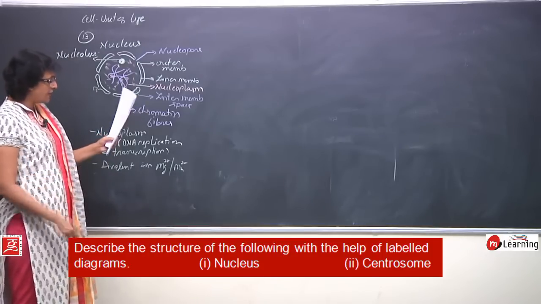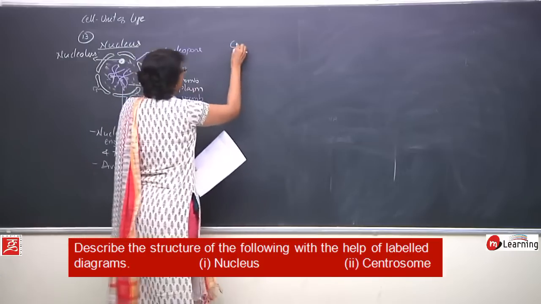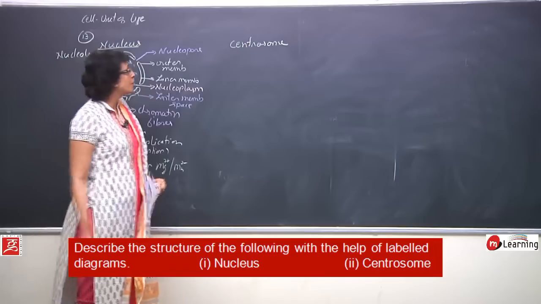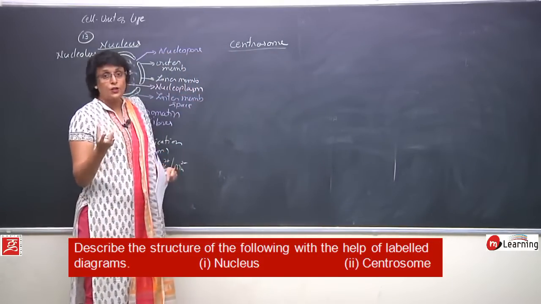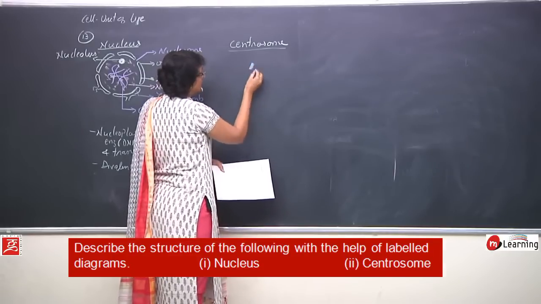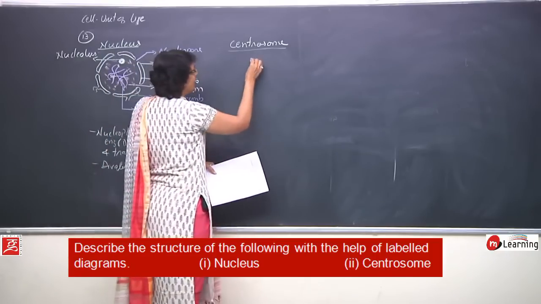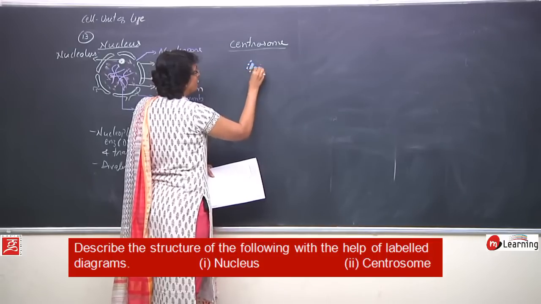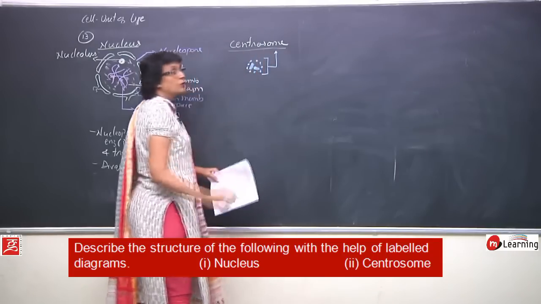Then the second structure they have asked is the centrosome. So this was the nucleus, then the centrosome. It is a structure found only in animal cells. We said there are two centrioles surrounded by a clear cytoplasmic area and peritubular fibers. This whole structure is known as centrosome.